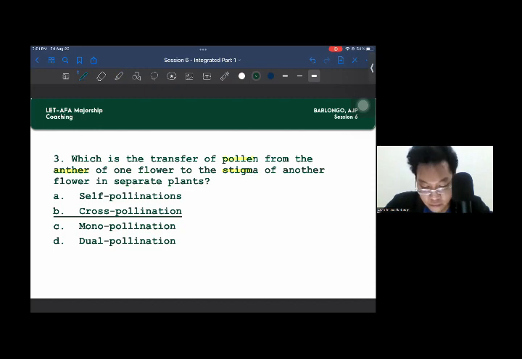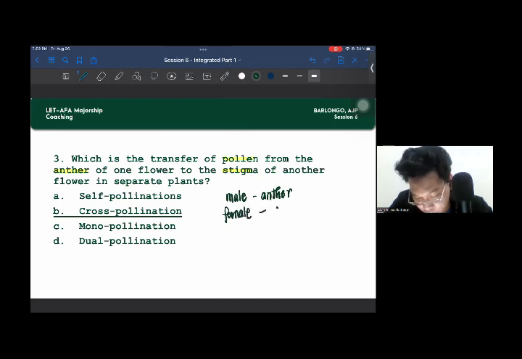So, yung anther, ayun yung male part of the flower. Anther is the male part of the flower. So, yung pollen mo ay nandun sa anther. Whereas, yung stigma naman, this is the female part of the flower. Yan, yung stigma.